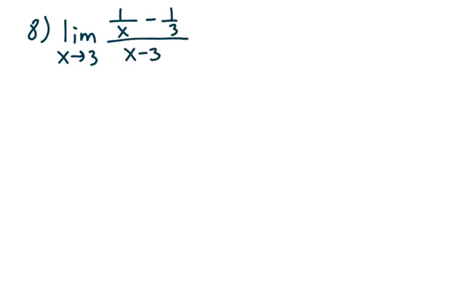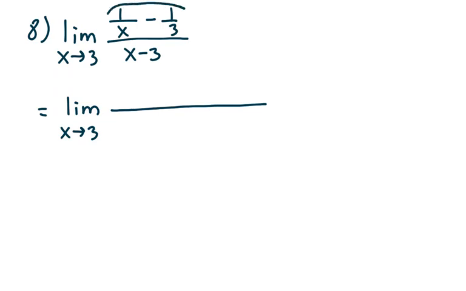Suppose I ask you the following. The limit as x goes to 3 of 1 over x minus 1 over 3, divided by x minus 3. Now, what I'm going to do is the following. This is the limit as x goes to 3 of. Now, the LCD, if I were to simplify the numerator up here, would be 3x. And so what I'm going to do is multiply the numerator and denominator by 3.